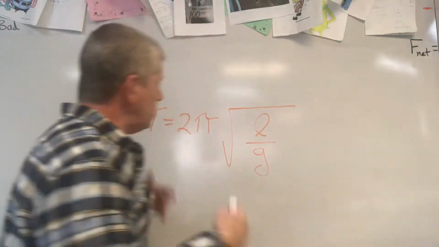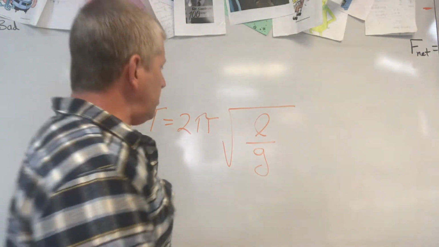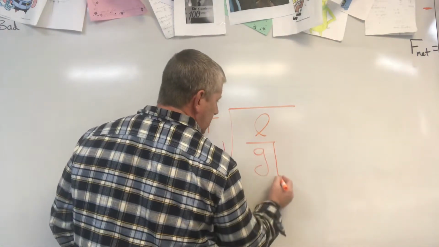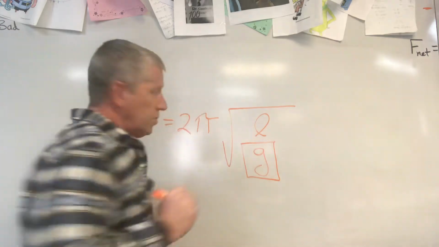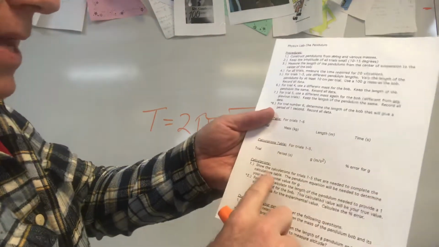And now we also can use it. We're going to use it in this lab to solve for g. We know what g is. I know, but let's just go ahead and use it. If the pendulum equation works, then we can use it to solve for g. And that's what you're going to be calculating here. Show the calculations 1 through 5. Then I need you to complete the calculation table.